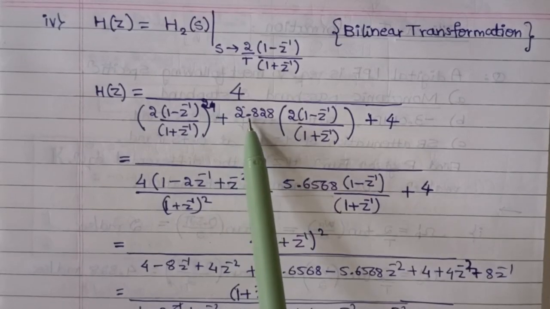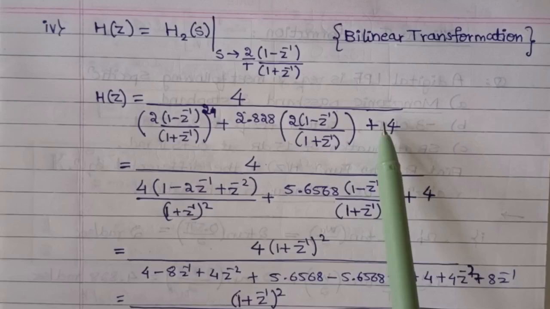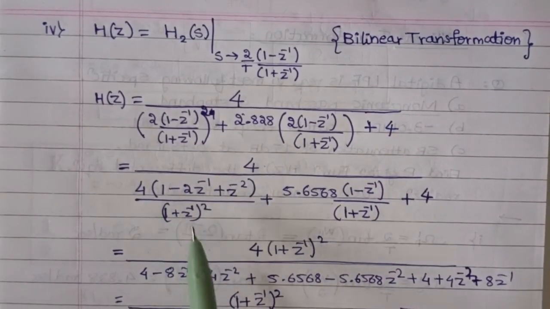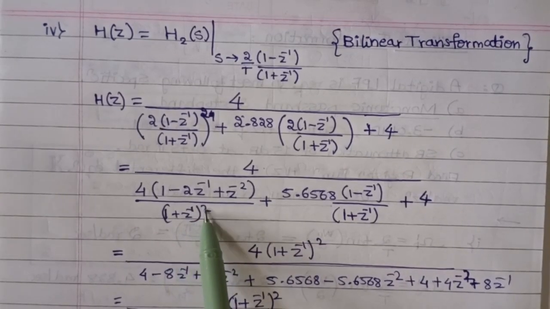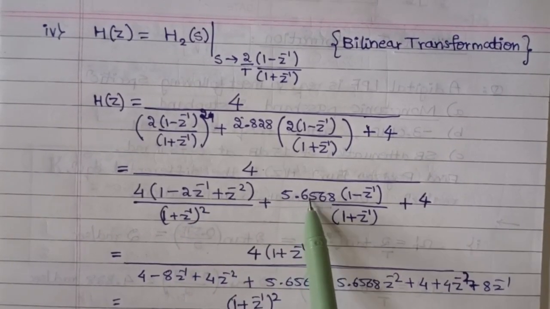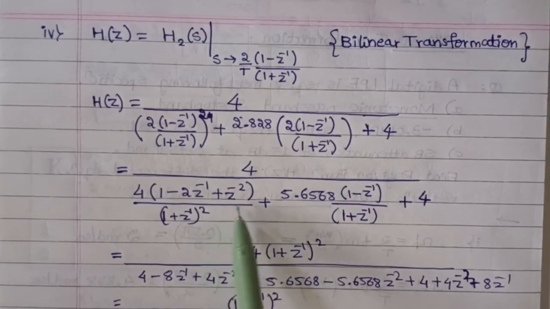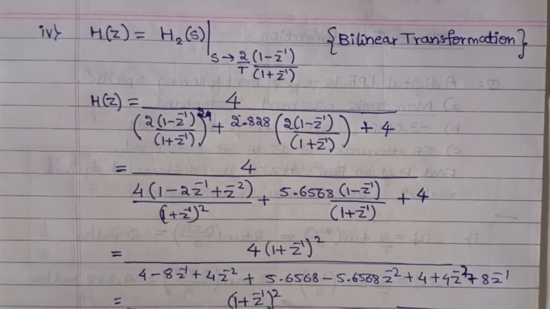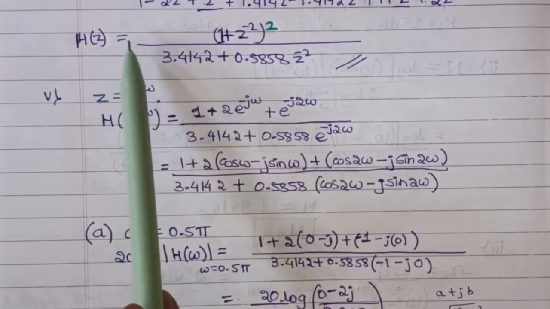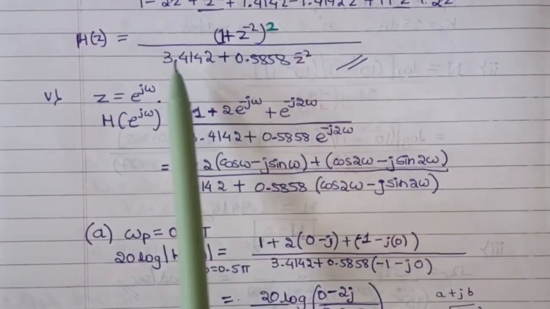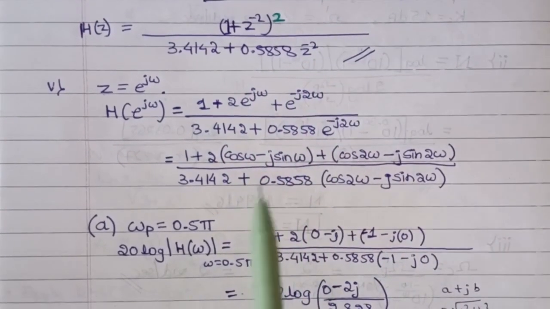Since this is s square plus 2.828 s plus 4, in place of s we are substituting again this term. After taking the LCM, we get 4 into (1 minus 2 z inverse plus z power minus 2) divided by (1 plus z inverse) whole square, plus 5.6568 into (1 minus z inverse) divided by (1 plus z inverse), plus 4. After taking the LCM and sending it to the numerator, the steps are written as below. We obtain the transfer function H(z) is equal to (1 plus z power minus 1) whole square divided by 3.4142 plus 0.5858 z power minus 2.